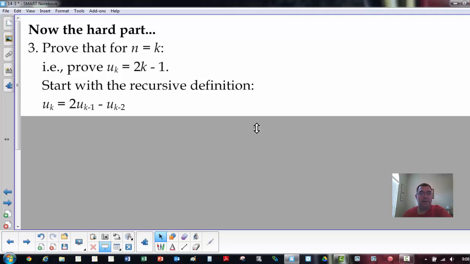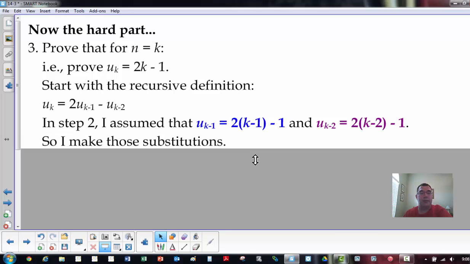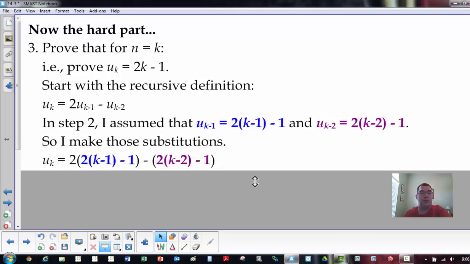So I start with the recursive definition. This is what I was given. The kth term is 2 times the k minus first term minus the k minus second term. So in step 2, I made those assumptions and I kept them in blue and purple so that you could see where I'm doing my replacements. Okay, I make those substitutions. And so the kth term is now 2 times k minus 1 minus 2 times k minus 2 minus 1.